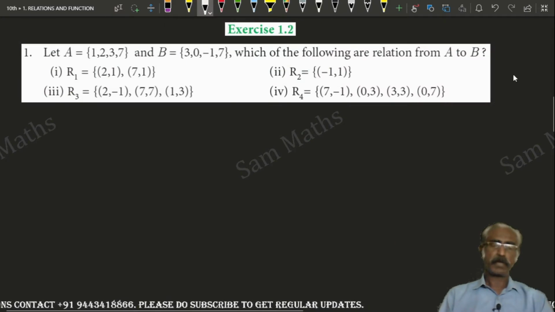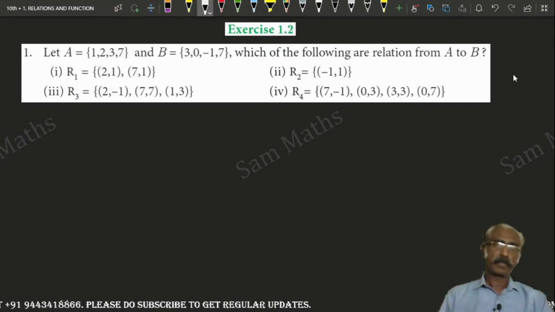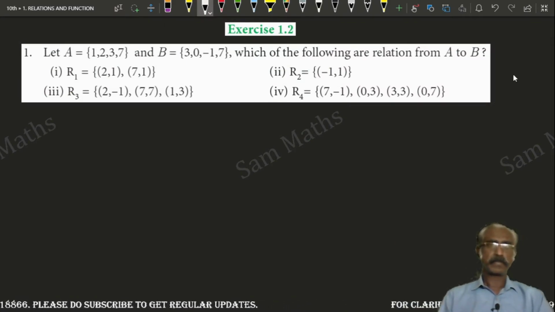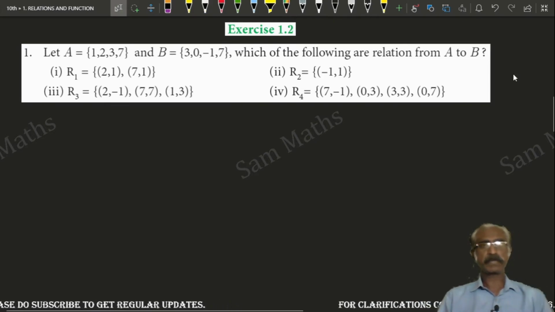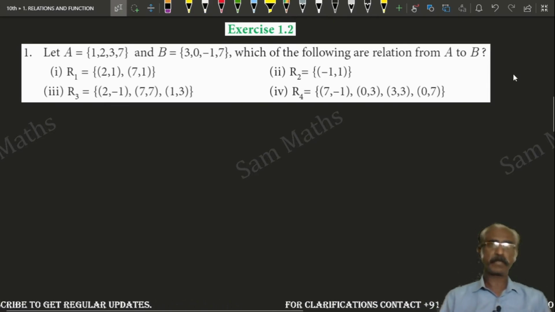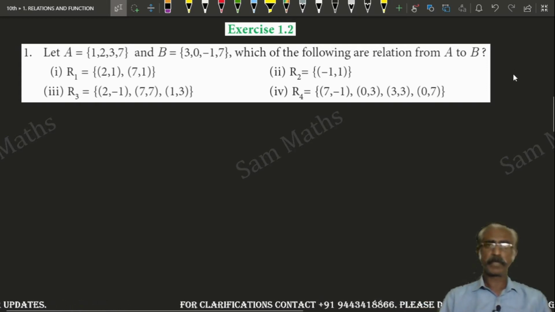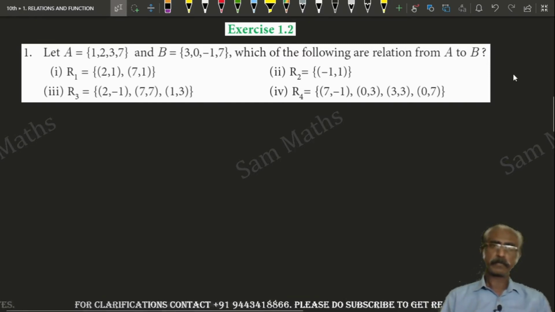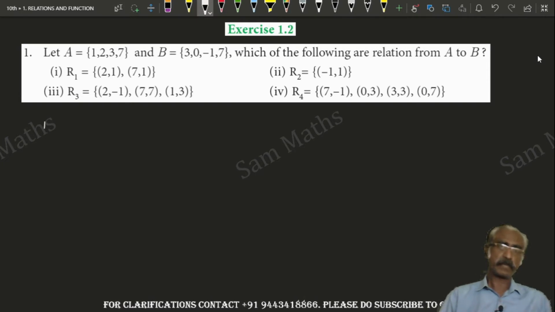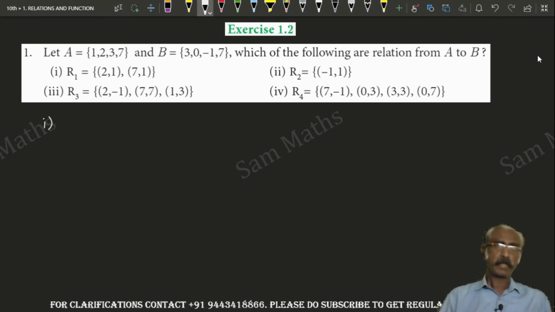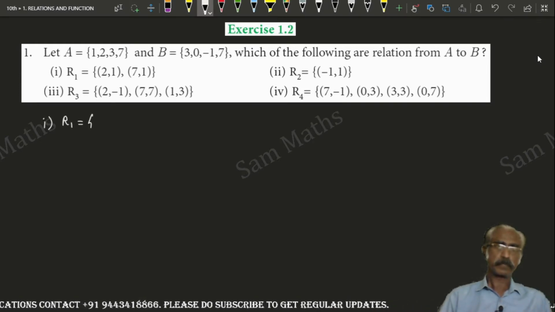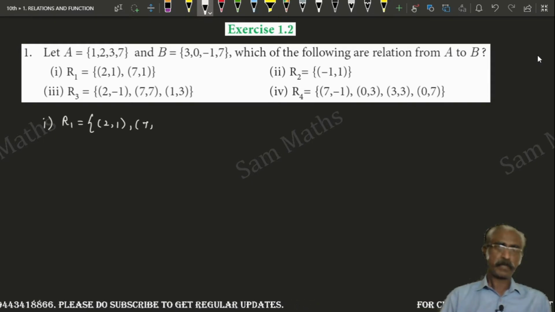Now exercise 1.2. First question. Let A be the set 1, 2, 3, 7 and B be the set 3, 0, minus 1, 7. Which of the following are relations from A to B? Here I am considering the first question. Here it's given R1 is equal to 2, 1, 7, 1.